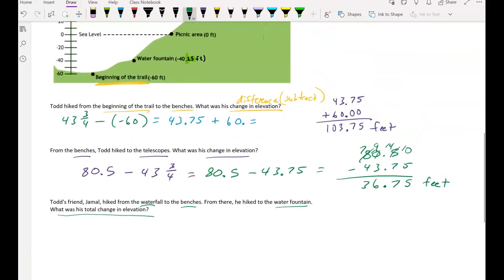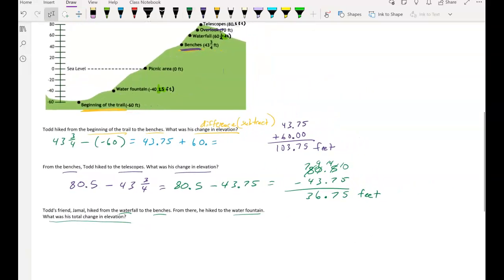Oh man. So let's see here. Let's shrink this down just a second. So we're going from the waterfall to the benches to the water fountain. The water fountain is our ending spot. So I'm going to put it first. Negative 40.25. Subtract the benches, which is 43 3/4. And then I'm going to subtract the waterfall, which is our starting point, which is 60.5.